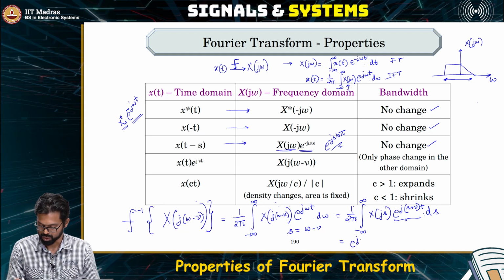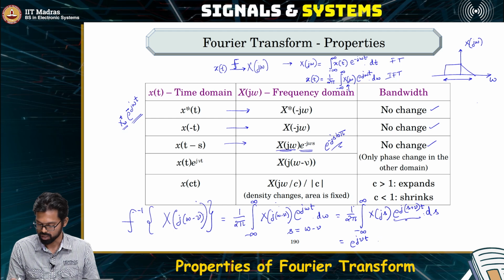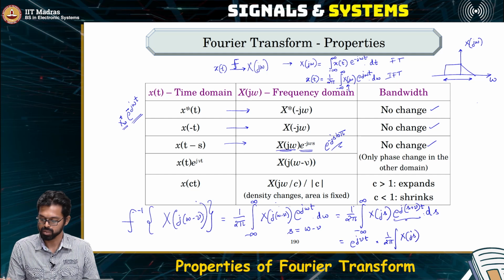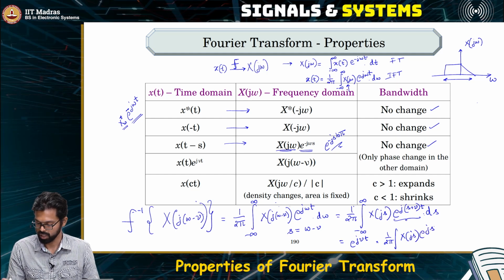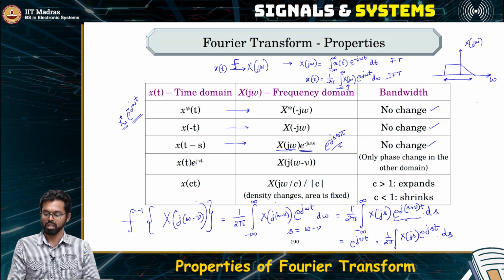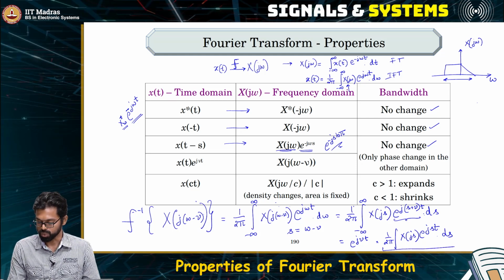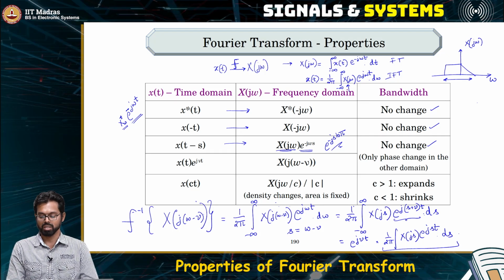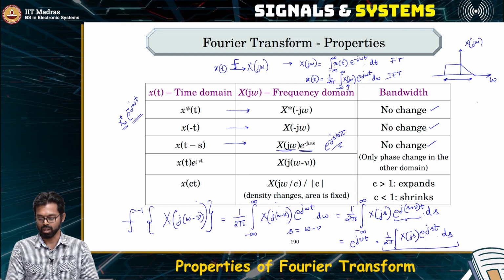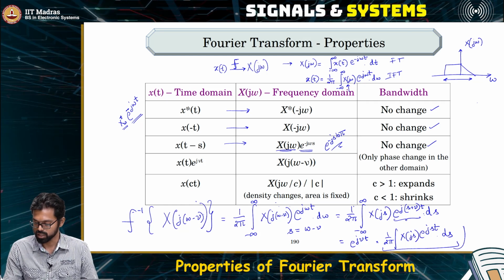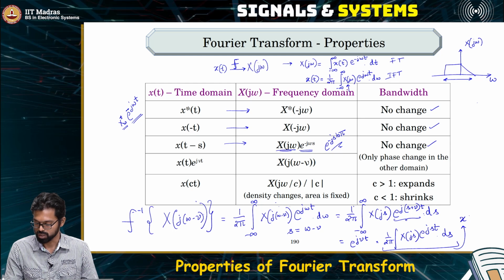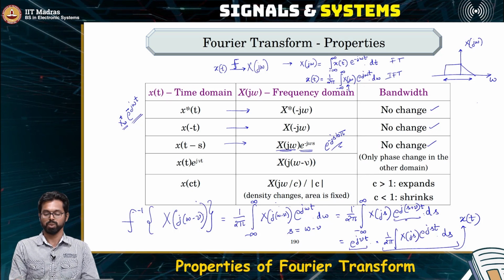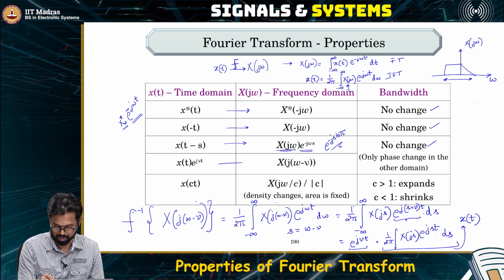So you get e power j nu t times 1 by 2 pi integral X of j s e power j s t ds. This is exactly the inverse Fourier transform, only that the variable of integration has been changed. Everything else is the same. Anyway, that the variable gets integrated out. So the only thing that we have remaining is this is equal to x of t. So which means x of t gets multiplied with e power j nu t, and that's what we have here.